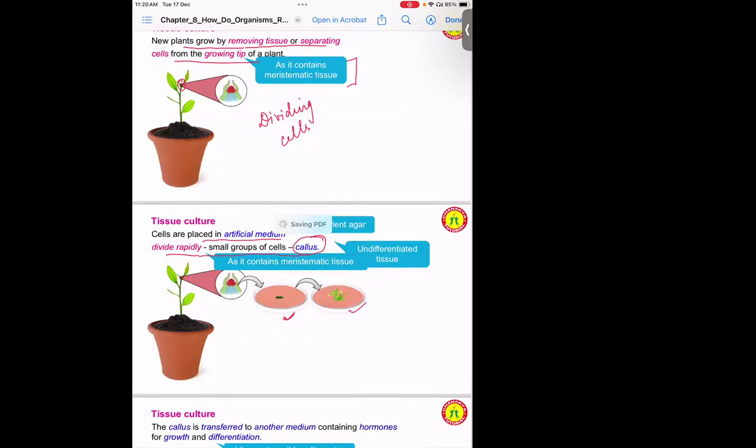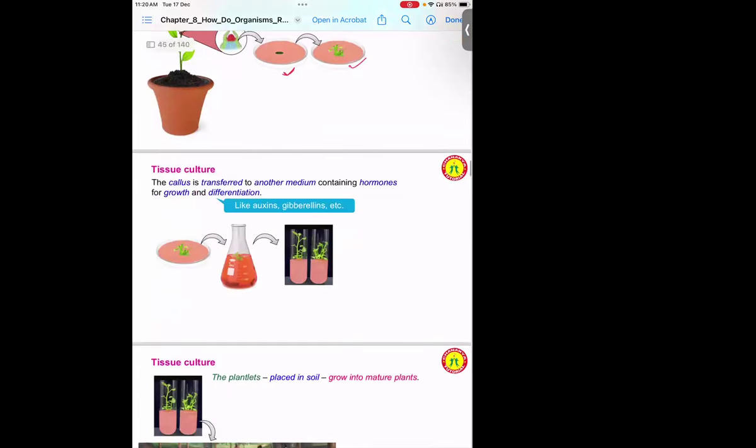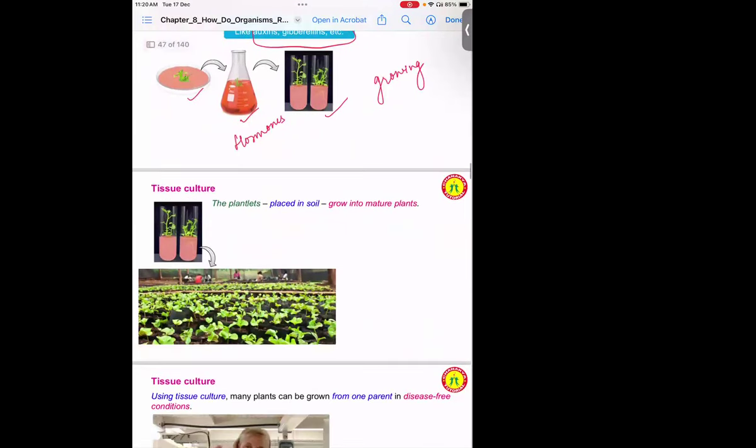Now this callus is transferred to another medium that contains the hormones for growth and differentiation. So once the callus is formed, they transfer it into the other medium, which has the hormones, and ultimately they start growing. Hormones like auxin and gibberellin can be used for this method. The plantlet is then placed in the soil, and ultimately through this method we can get mature plants.